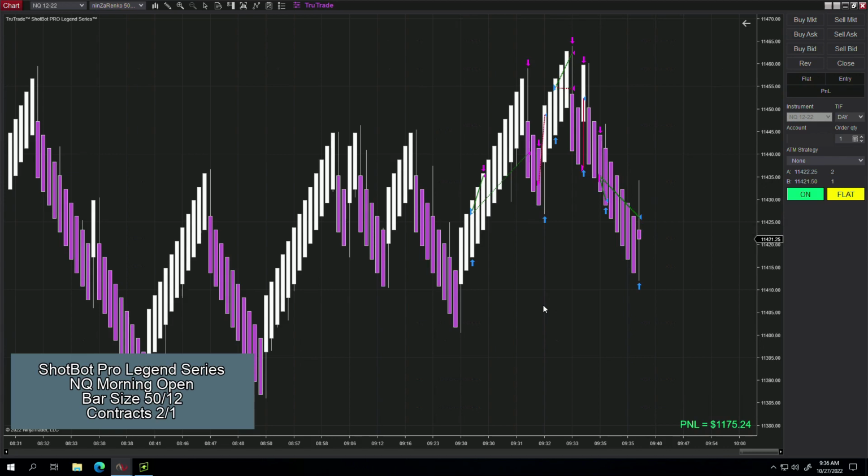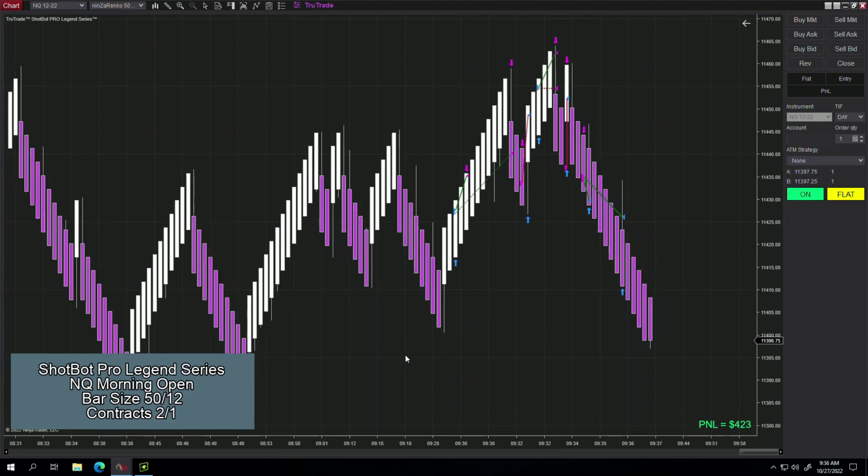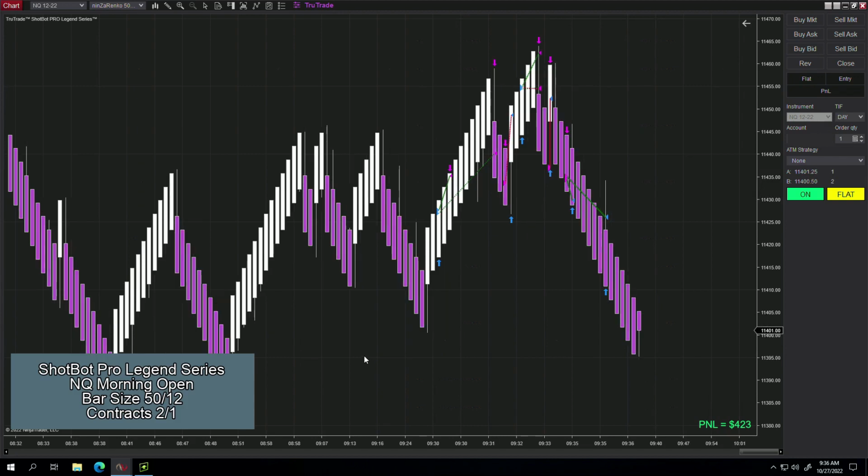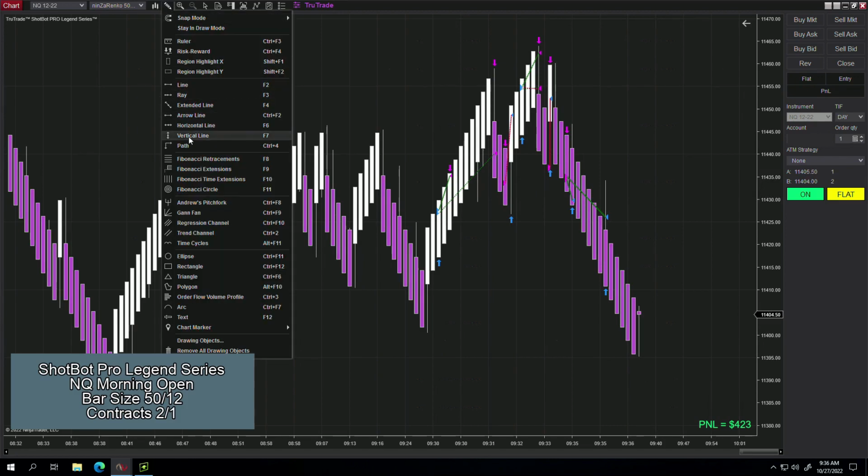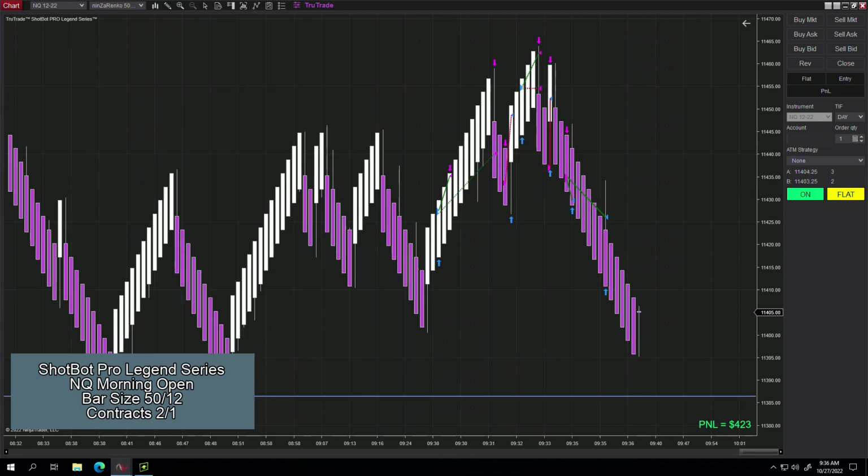So when this closes, we'll see what our profit is. It's probably around 600-ish. Yeah, 400. All right. So let's see if we can continue and let the bot do its thing. Look for the next trade. We do have an area right around here.